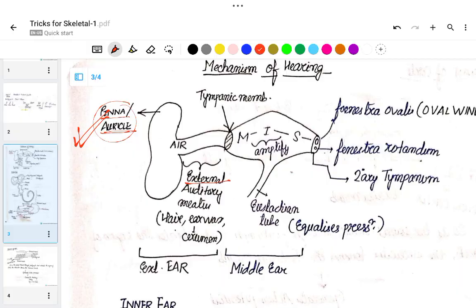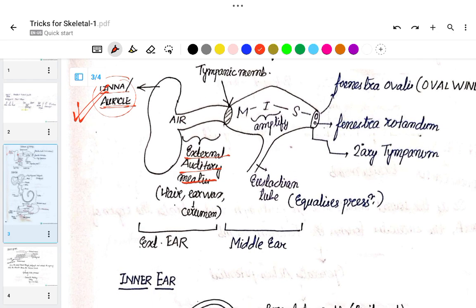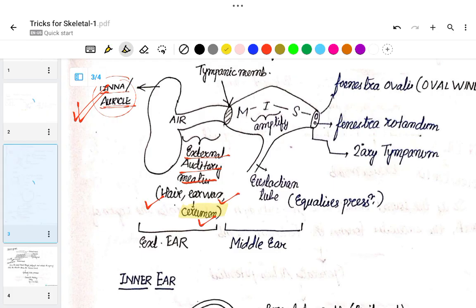Then is the external auditory meatus. This opening is the external auditory meatus. Here in the external auditory meatus we have hair cells, earwax, and cerumen. The earwax is also called the cerumen. Earwax has many functions.